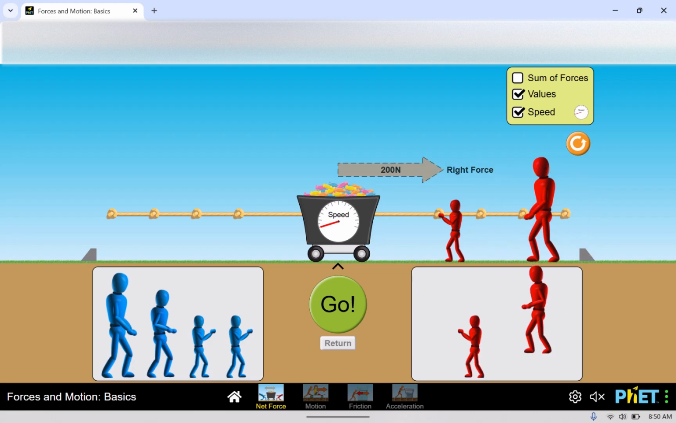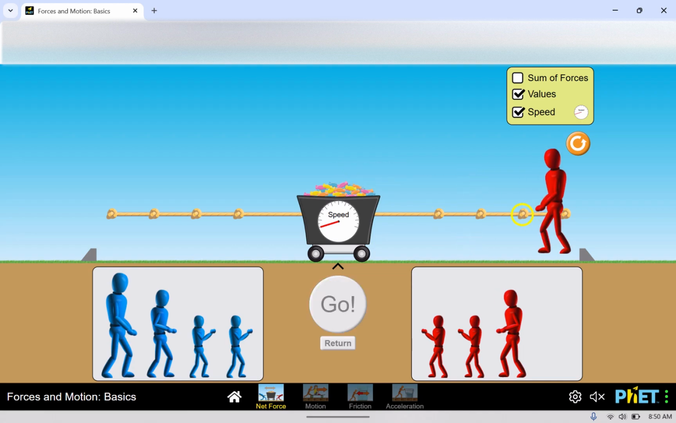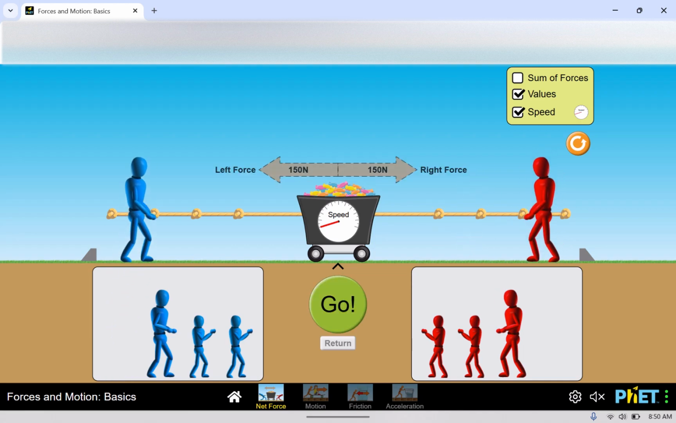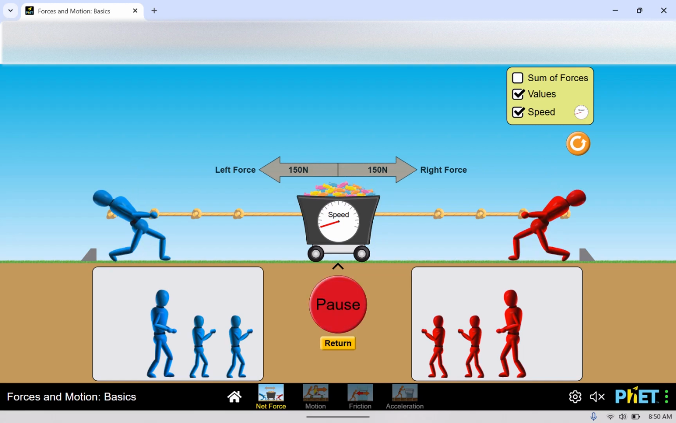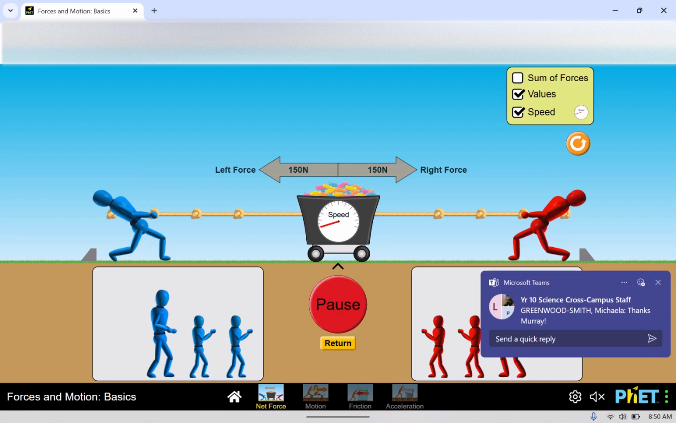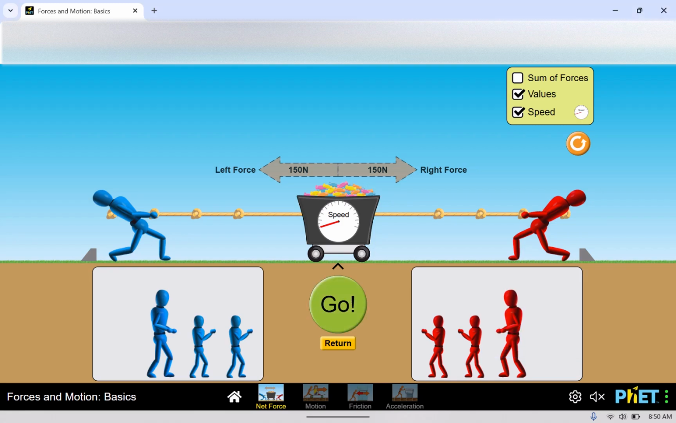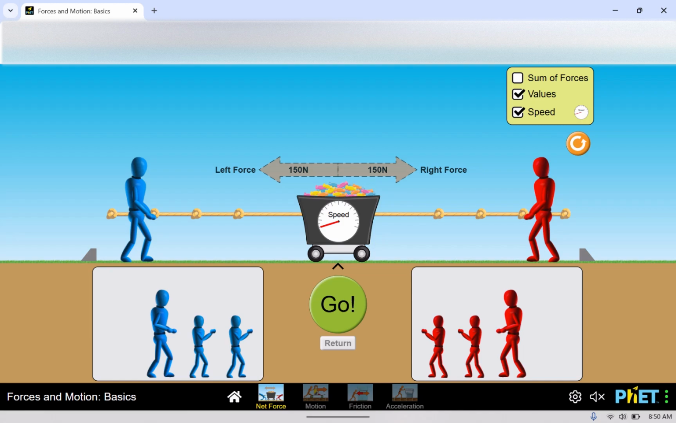Now, what do you think would happen if I took the same person and put them on the other side? I have two forces here: a force to the right of 150 newtons and a force to the left of 150 newtons. The arrows are the same size, but they're in opposite directions. What do you think is going to happen? Hopefully you agree that the object is not going to go anywhere. It's actually not going to accelerate. Let's calculate the overall force here. 150 to the right and 150 to the left. Well, the sum of the forces would be zero.